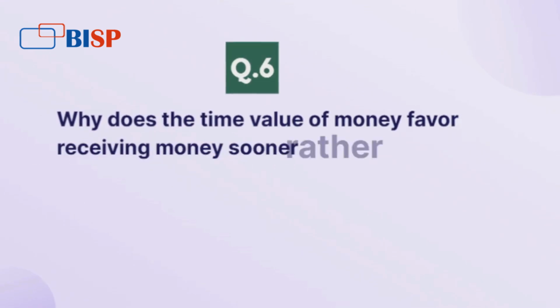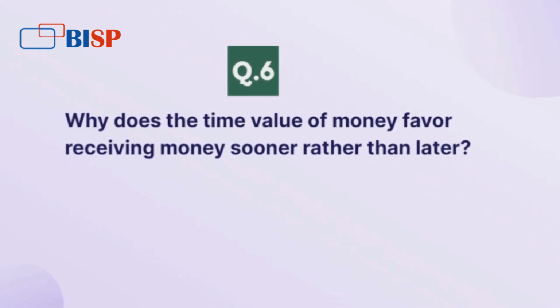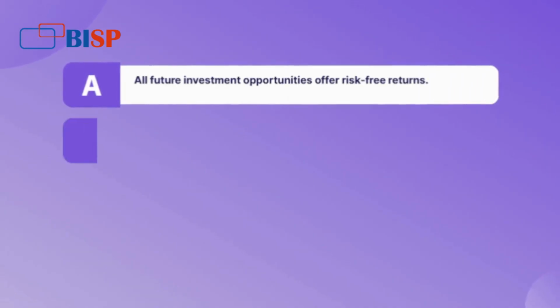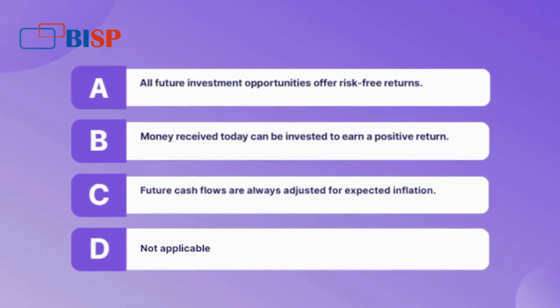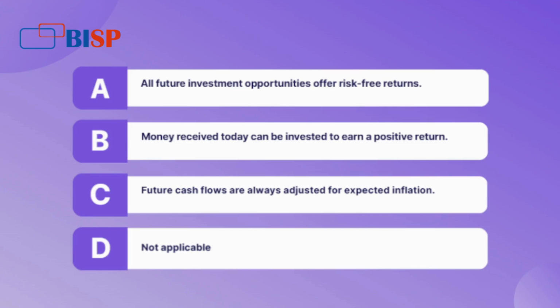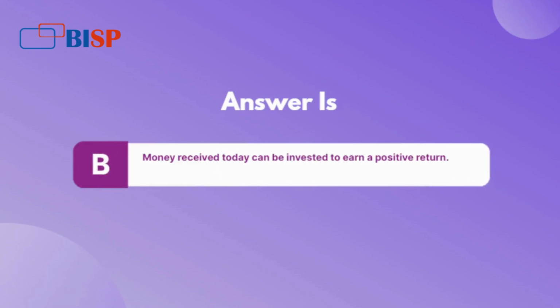Why does the time value of money favor receiving money sooner rather than later? A. All future investment opportunities offer risk-free returns. B. Money received today can be invested to earn a positive return. C. Future cash flows are always adjusted for expected inflation. D. Not applicable. Answer is B. Money received today can be invested to earn a positive return.